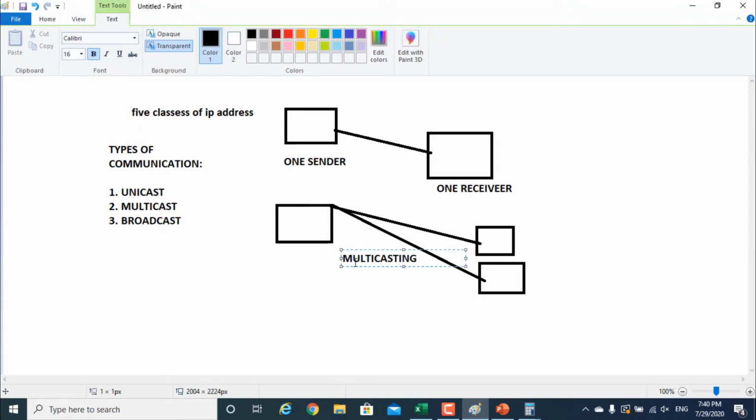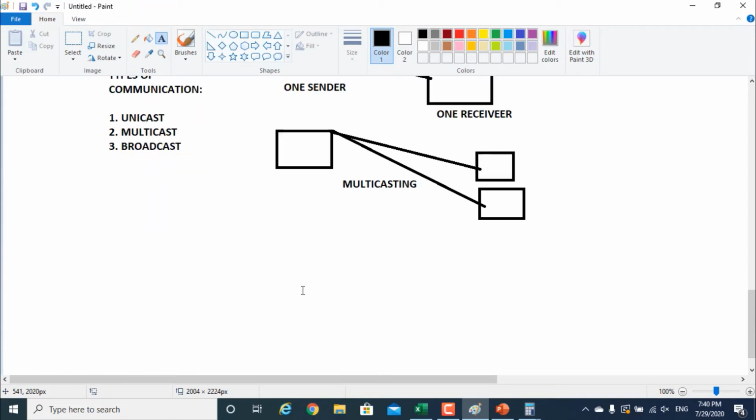That's called multicast because we are sending from one person to a group of people. And the last one is broadcasting. There is a small difference between multicast and broadcast.